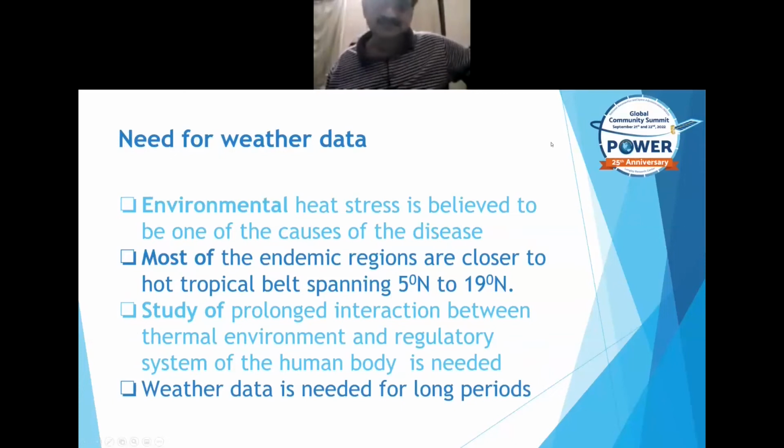Heat stress is believed to be one of the causes of this disease. Most of the endemic regions are in the tropical belt. For a study of the interaction between the thermal environment and the human body, I needed time series of weather parameters.